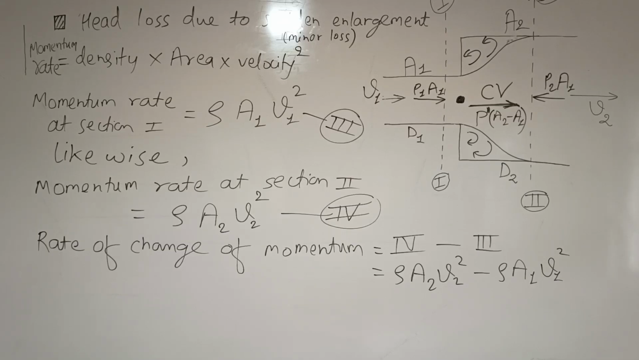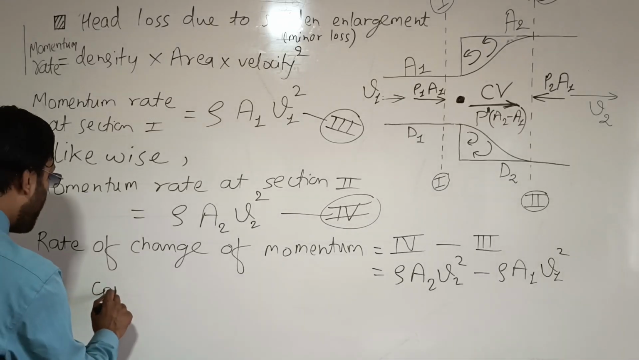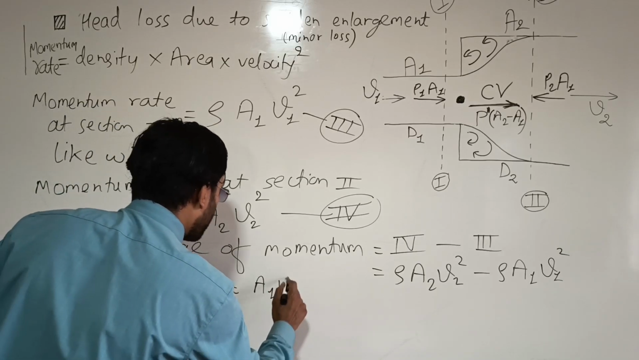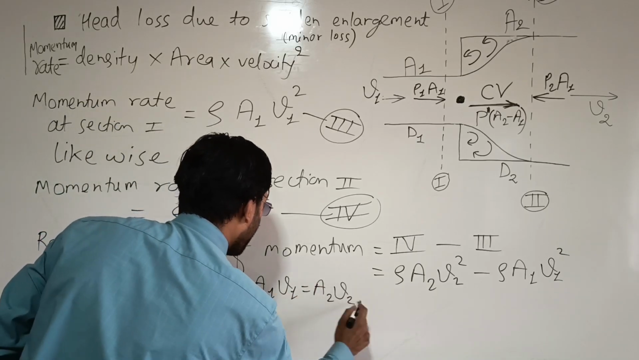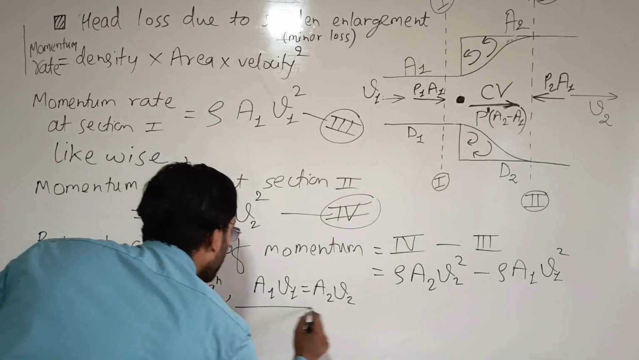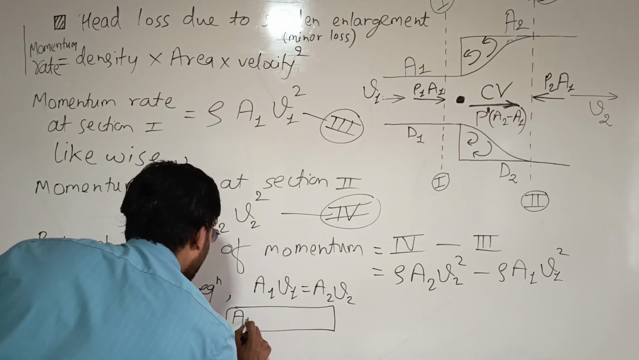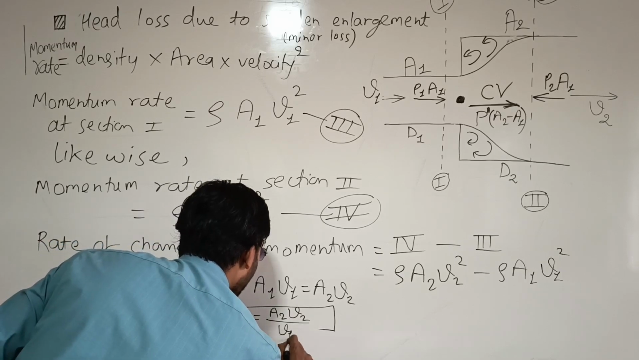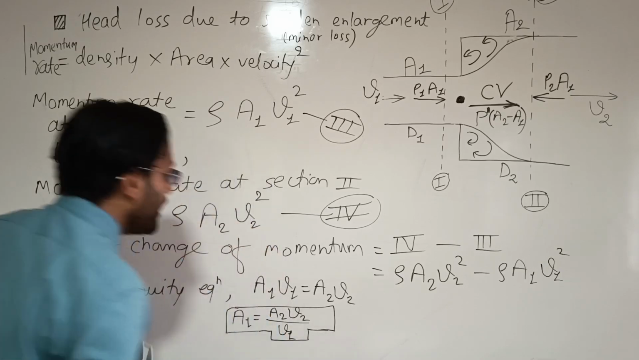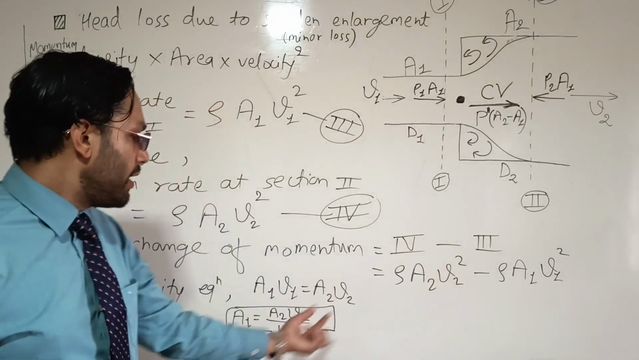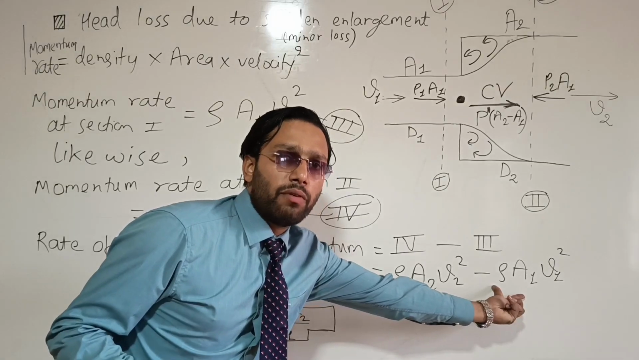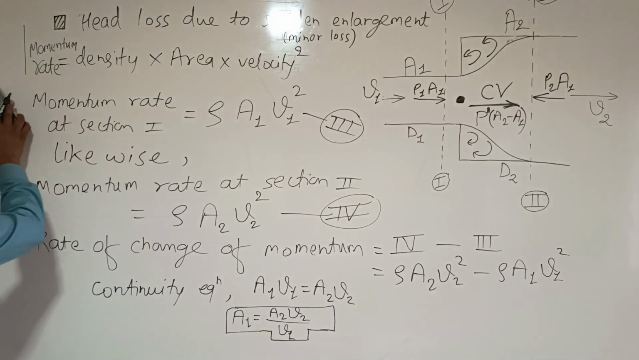Okay, so now I am going to use the continuity equation right here. The continuity equation is A1 V1 is equal to A2 V2. So use this one here. Let's separate this: A1 is equal to A2 V2 by V1. So let's substitute this A1 above and make everything in terms of A2. I am going to substitute this above here to get the expression in terms of A2.